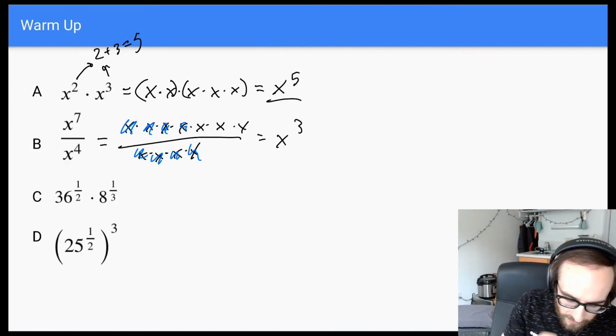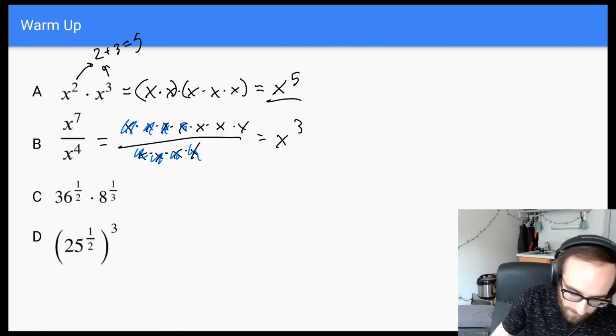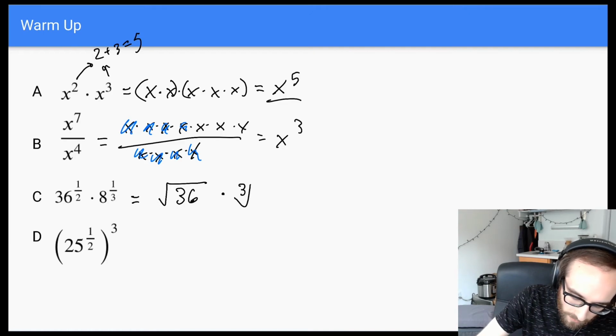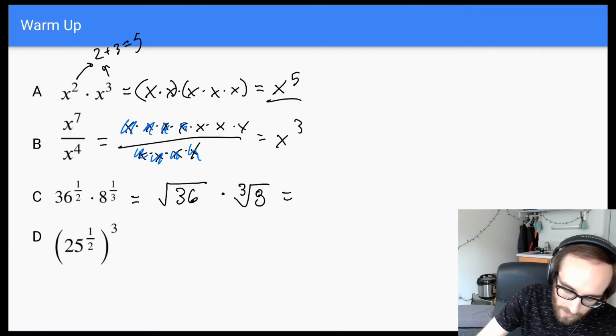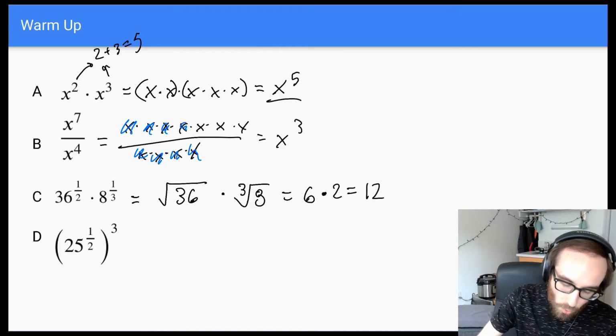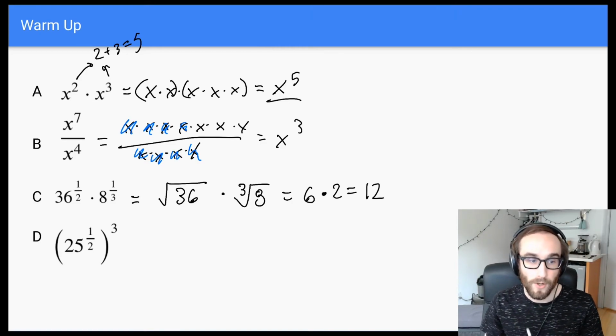Next up, we have 36 to the 1/2 times 8 to the 1/3. So here we want to rewrite these as roots. So the square root of 36 times the cube root of 8. Square root of 36 is 6. The cube root of 8 is 2. 6 times 2 is 12. So 12 is our answer there.